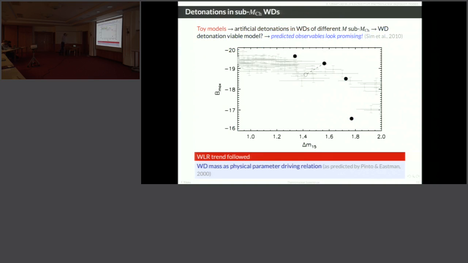So this, in principle, looks promising, but these were toy models, artificially ignited at the center. We didn't give any physical reason why they should undergo a detonation. We talked yesterday about potential scenarios that could give rise to a detonation in a sub-Chandrasekhar mass white dwarf, and one was the double detonations. So this was when the white dwarf accreted helium from a companion star, and if the helium layer is massive enough, it will undergo a detonation, drive a shock wave into the carbon-oxygen core, set off a secondary detonation there, and this gives rise to the supernova event.